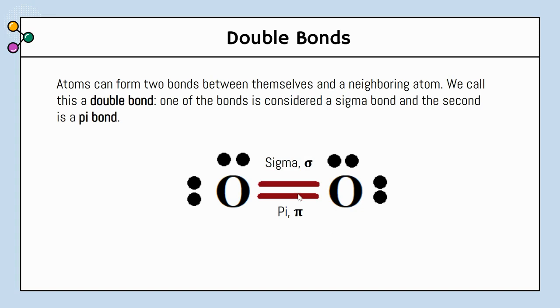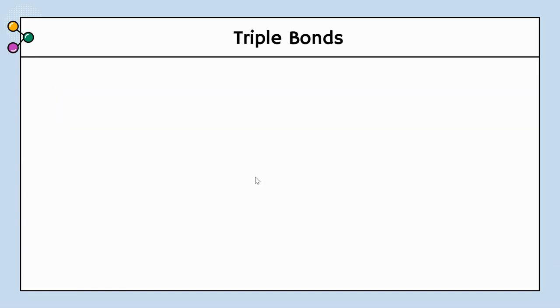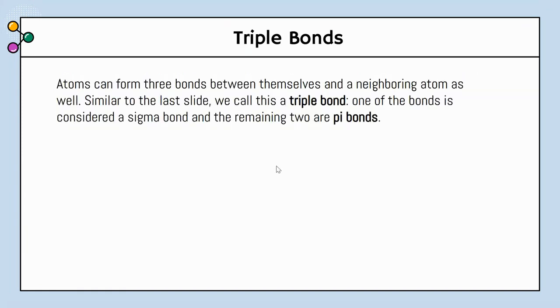So in a double bond, we have one sigma bond, and the second bond is a pi bond. Pi bonds are not quite as strong as sigma bonds, and they're more on the outside of an atom. We can also have a triple bond, but luckily this follows a similar pattern. The first bond is going to be the sigma bond, and the remaining two are both pi bonds.